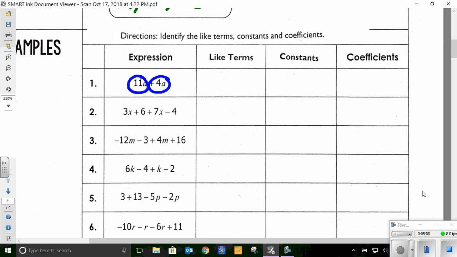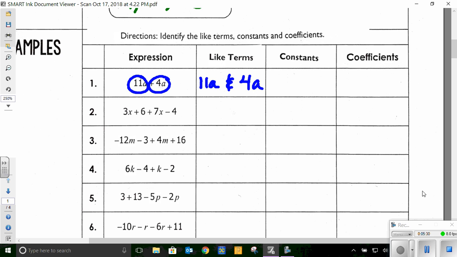And I apologize, my pen is kind of thick, so you can see on your paper too. So they are both a's. They both have an a in them. They have a coefficient and a variable of a. That makes them alike. So my like terms here are 11a and 4a. And that was a positive 4a, not a negative, so that was okay. So I have 11a and 4a.